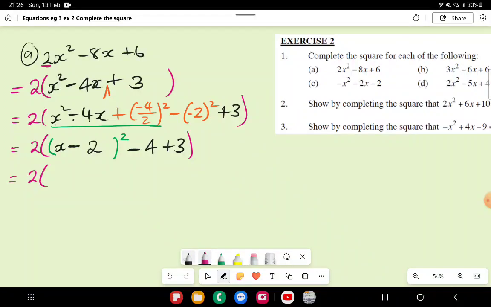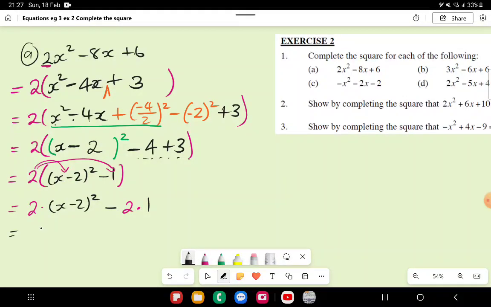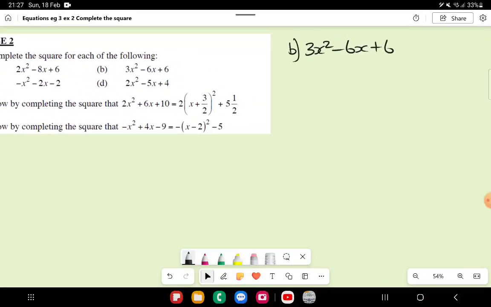Now I've got 2, open bracket. What I'm going to do now is look at these and add them up. So inside here I have x minus 2 squared. Negative 4 plus 3 is negative 1. Close the pink bracket. Now I want to distribute this 2 into the terms over here. So this becomes 2 times x minus 2 squared minus 2 times 1. So my final answer is 2, x minus 2 squared minus 2. And that's it.